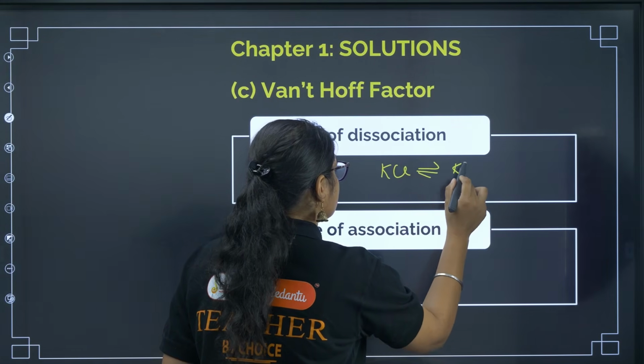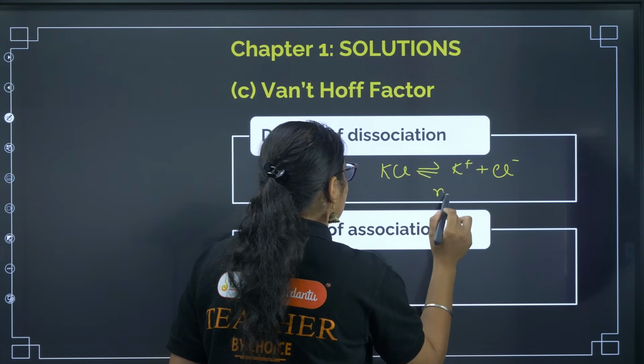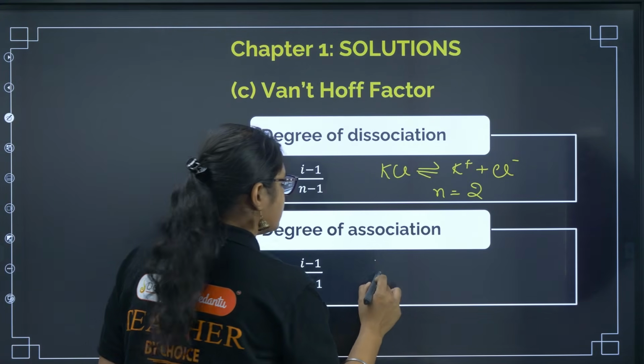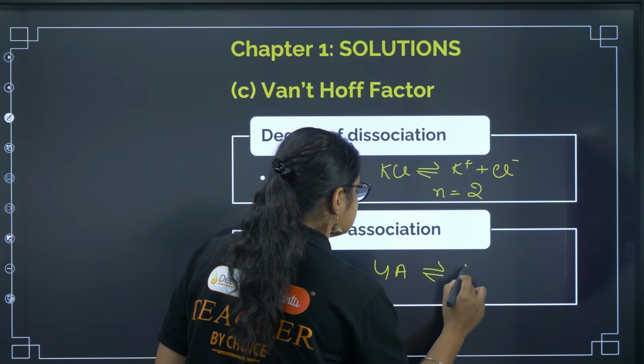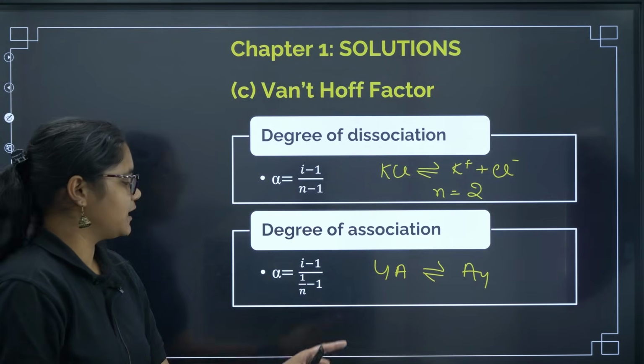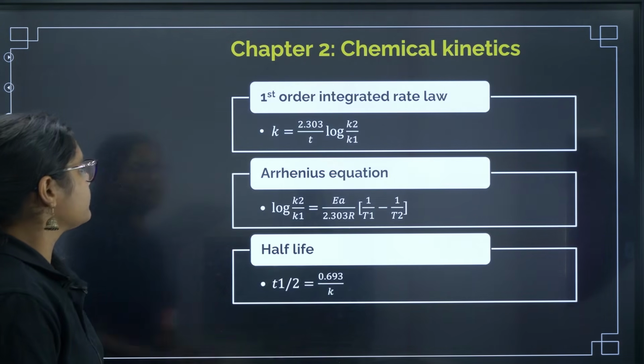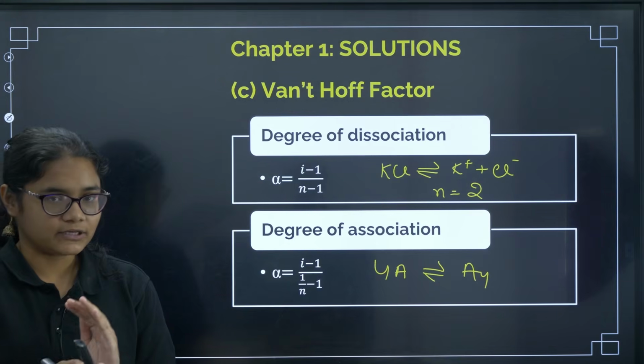After dissociating, it will give you K plus and Cl minus. So n value is 2, right? And suppose here 4A undergoes association to form A4. So n value will be 4 here, 1 by 4 minus 1. Okay, so these were the important formulas from the solutions chapter.